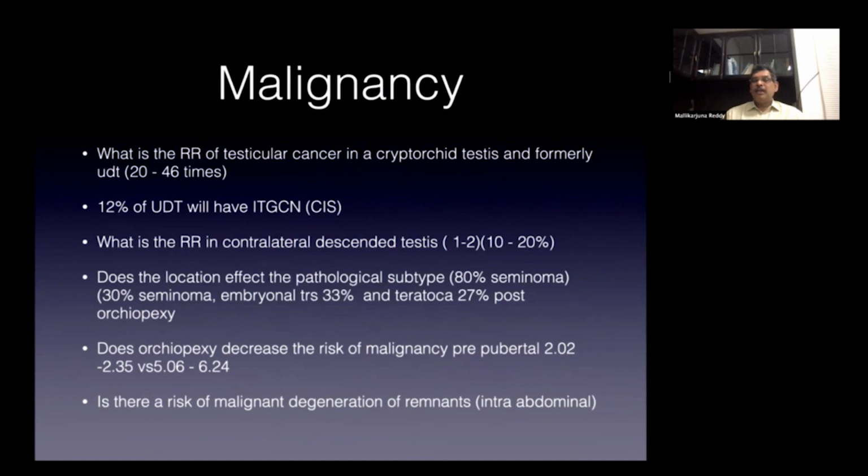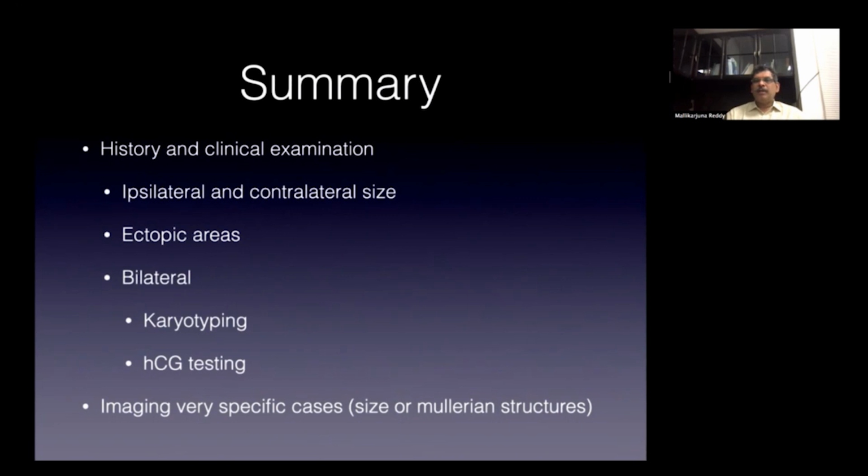The risk of malignant degeneration of the remnants is high in terms of streak gonads, but if there is a nubbin or blind-ending vessels, these testes rarely become malignant because only about 2 to 3% of these would harbor any kind of germ cells. So the nubbins can be left inside without much of a risk. So to summarize, the history and clinical examination in children are extremely important. You need to look at the ipsilateral and the contralateral size.